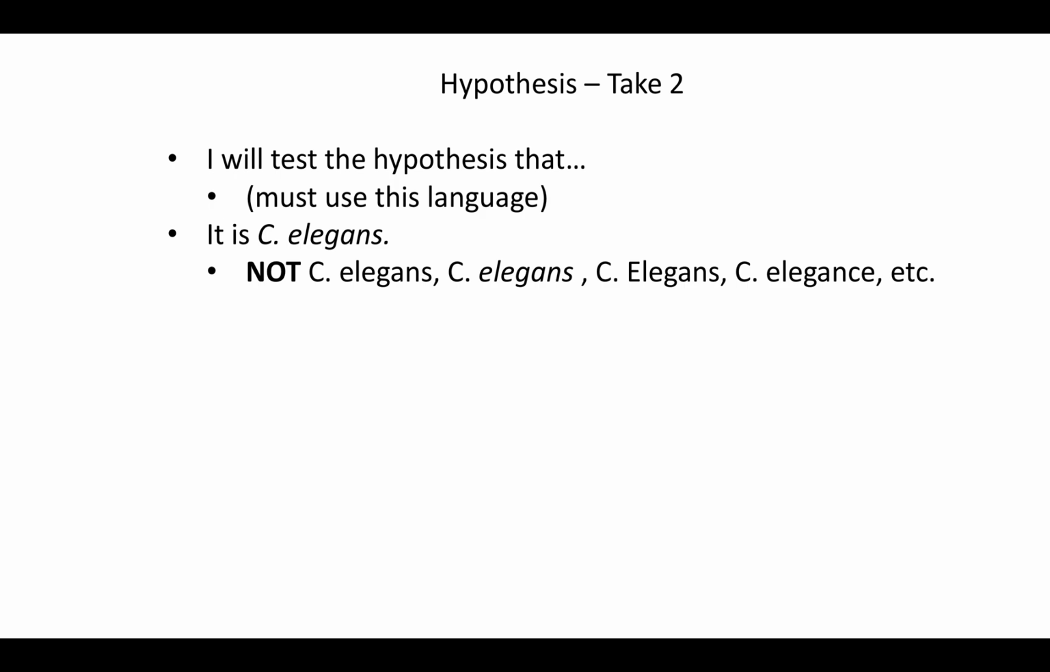Almost all of you wrote the species name wrong. It is C. elegans with both the C and the elegans in italics. It is not C. elegans not in italics, or only elegans italicized, or elegans with a capital E, or elegance, that's a different word, etc. It is C. elegans, both the C and the elegans italicized.